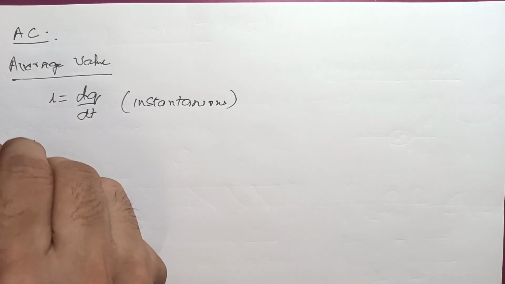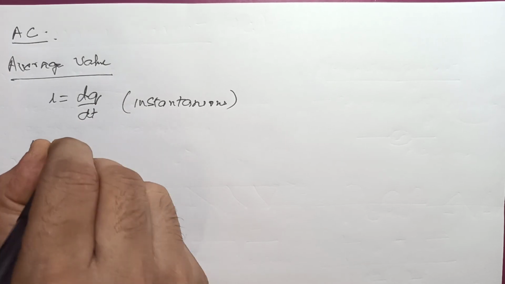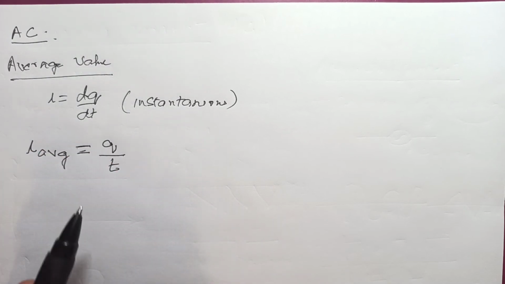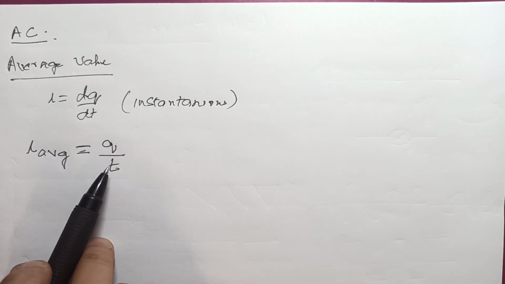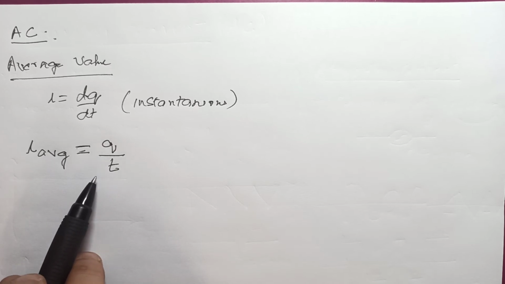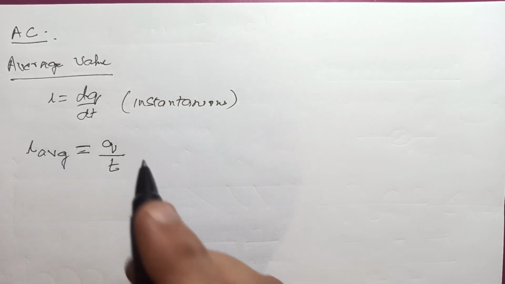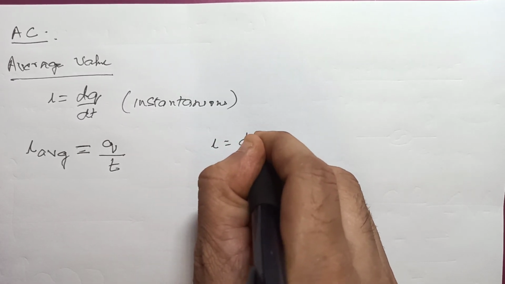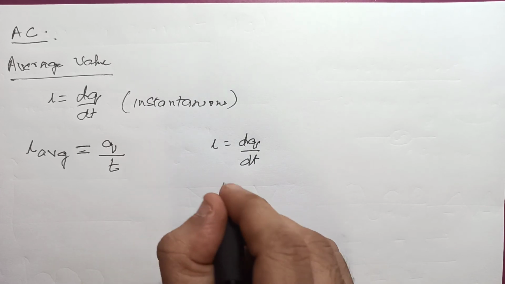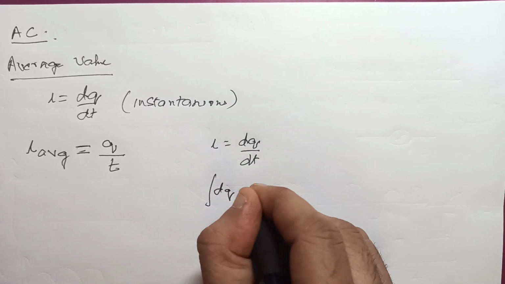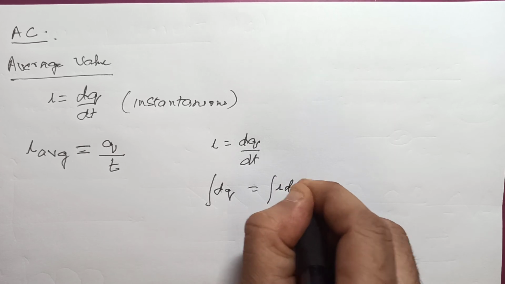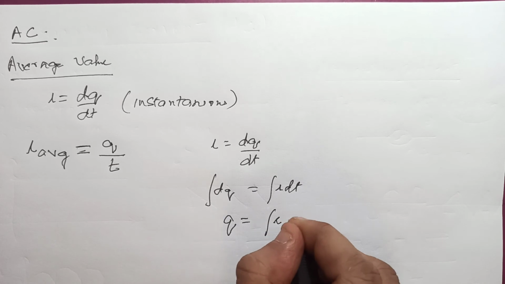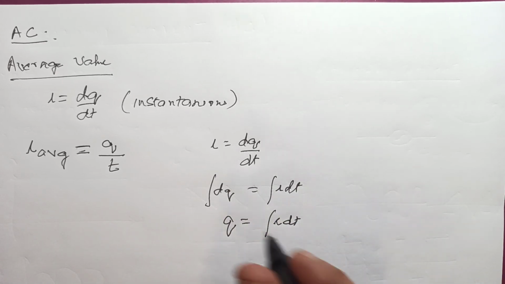Now if I talk about I average, so I average is q by t. What is q? Total charge which has moved in any circuit or a coil divided by total time. Now we can say, but I is equal to dq by dt, correct? Or I can say dq is equal to I dt, correct? Or I can say q is equal to integration of I dt.